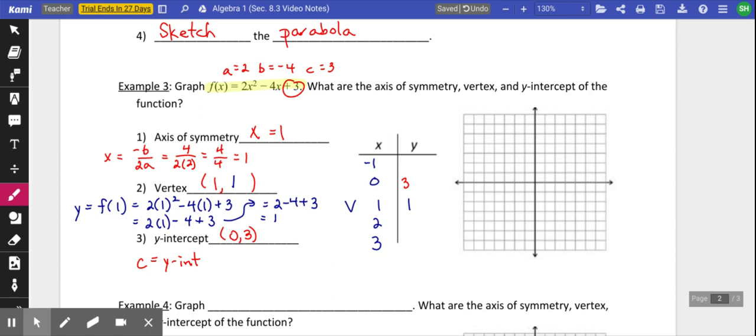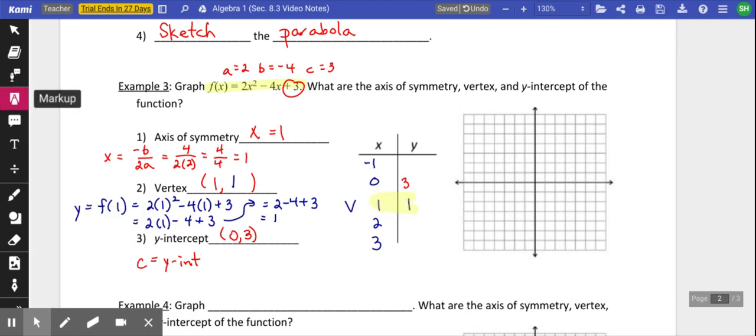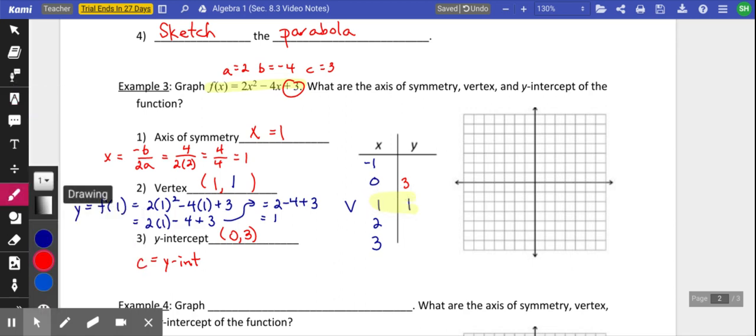And then by symmetry, since my vertex is in the middle of my table, we should see a pattern occurring down the y's. So I should end up getting a 3 right there when my x is 2. So let's go ahead and plot this as we're going. I've got the vertex at (1, 1), with the y-intercept of 3.